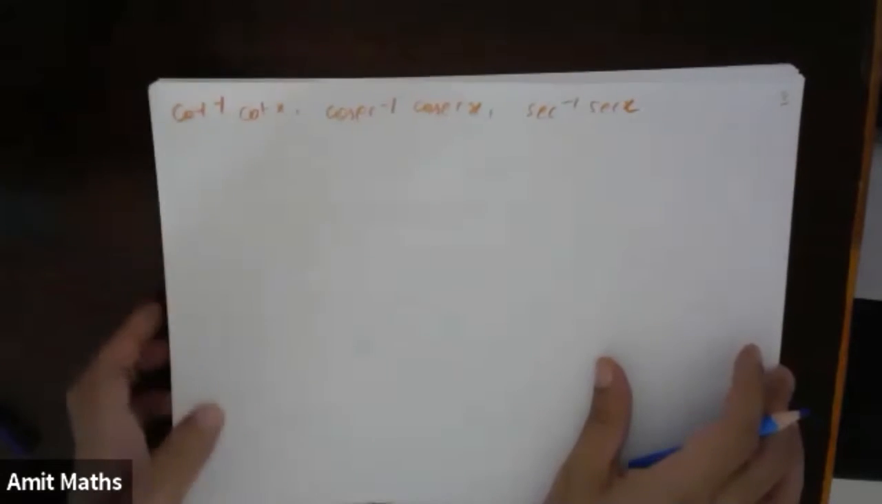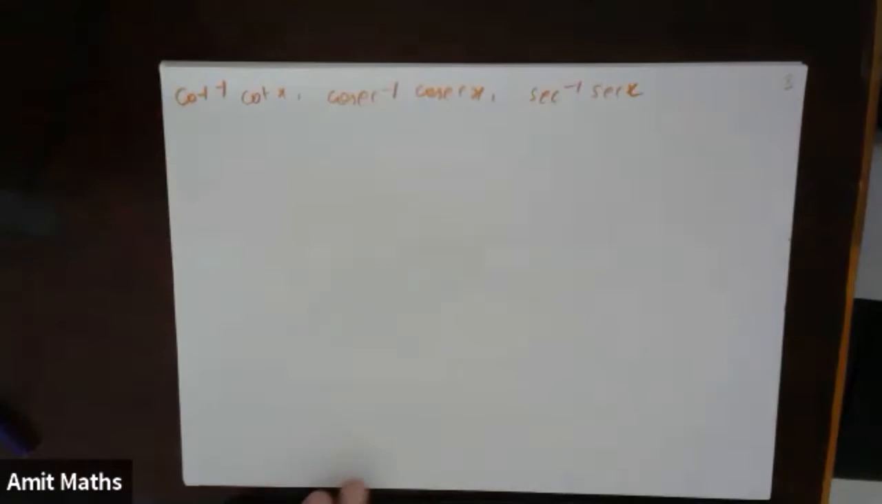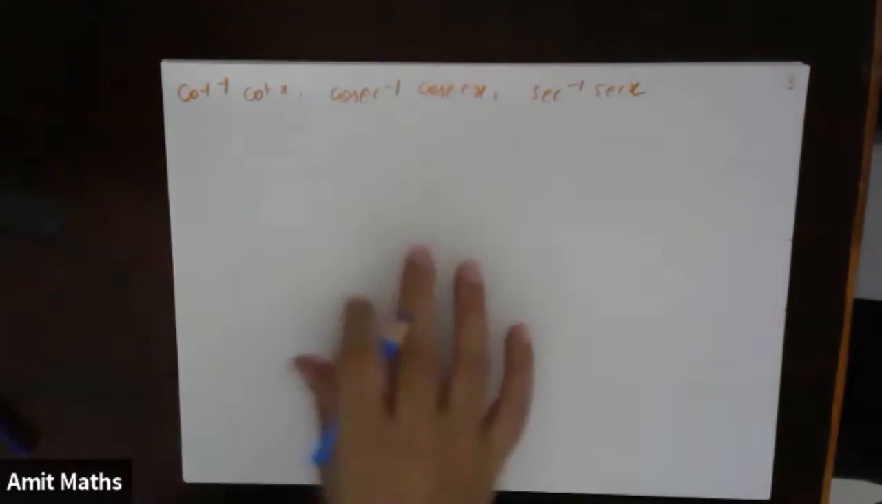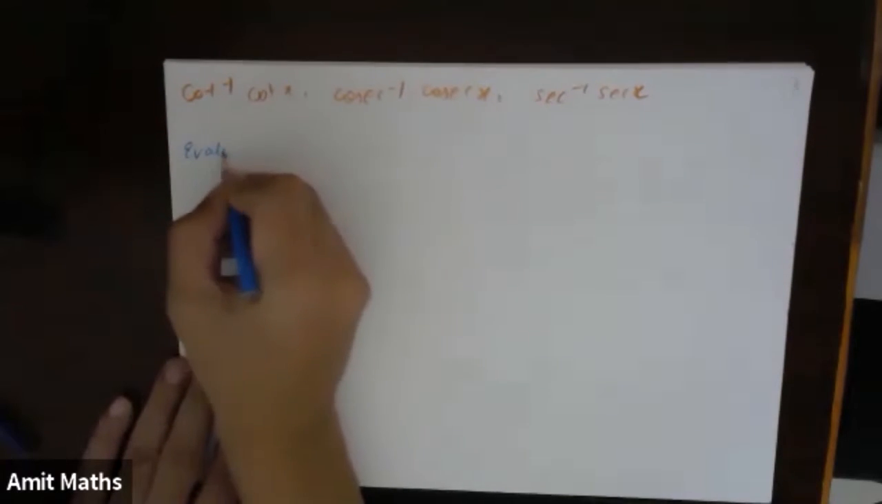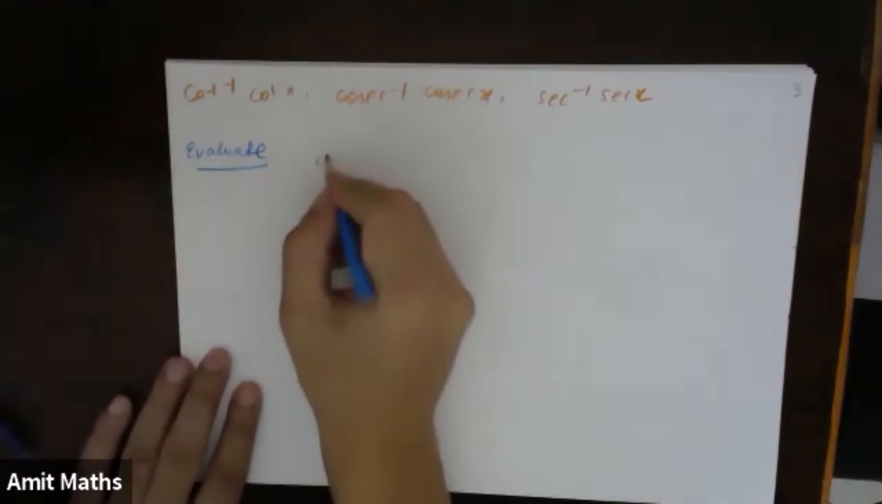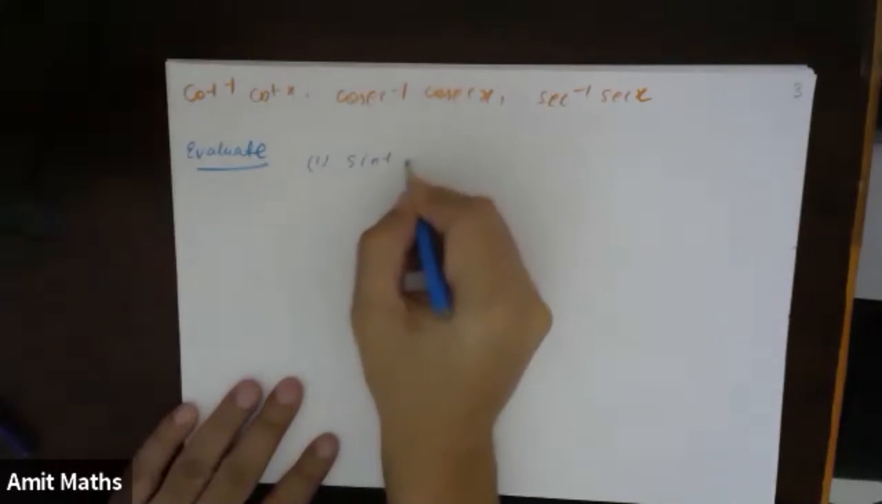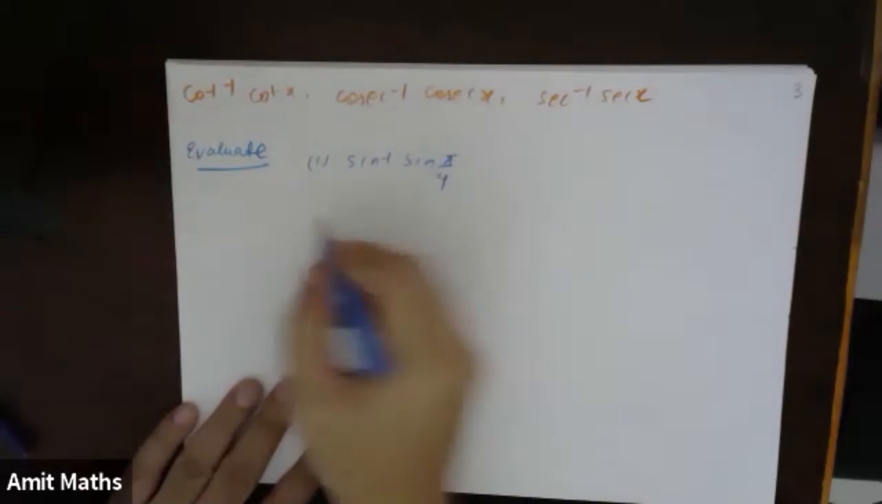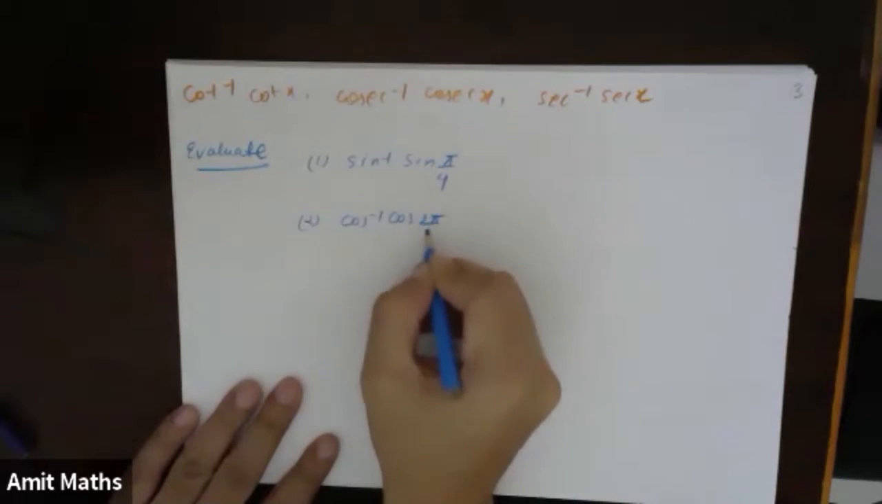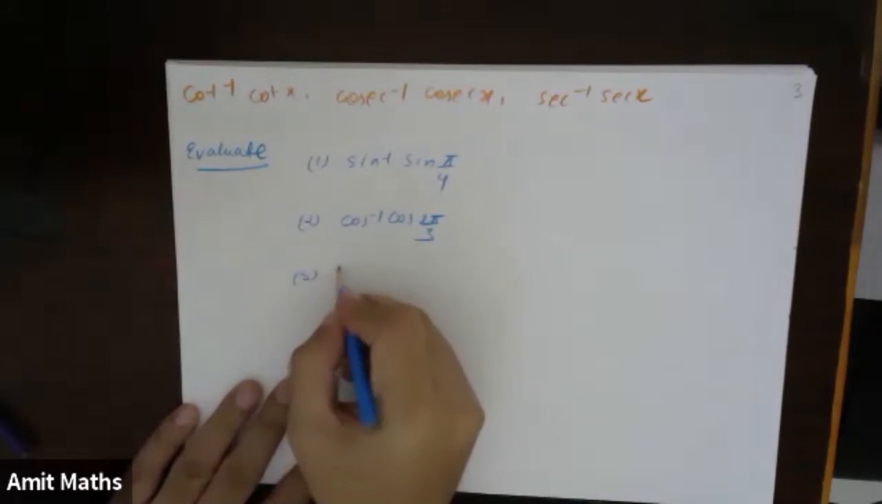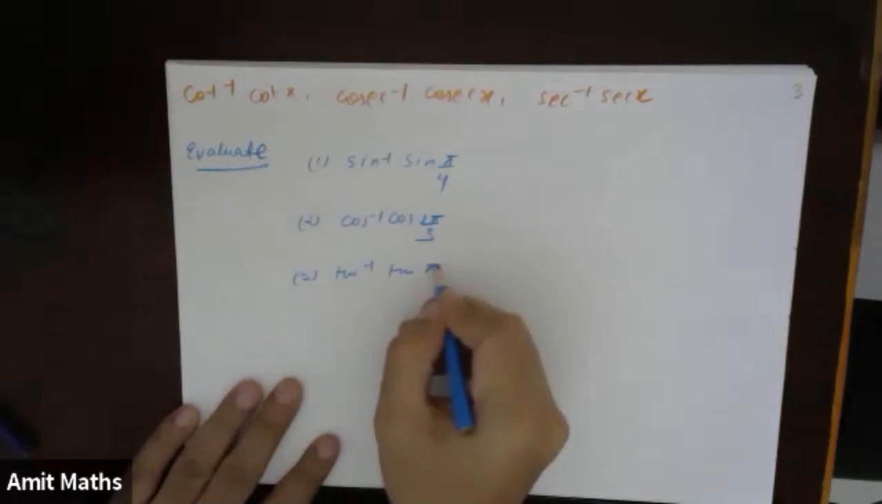Now I want to find the answers of some questions, which we did yesterday also, but because I left early, I was not able to explain properly. So let's start from some very basic questions. Evaluate the following. The first one is sine inverse of sine of pi by 4. Second is cos inverse of cos of 2 pi by 3. Third is tan inverse of tan of pi by 3.